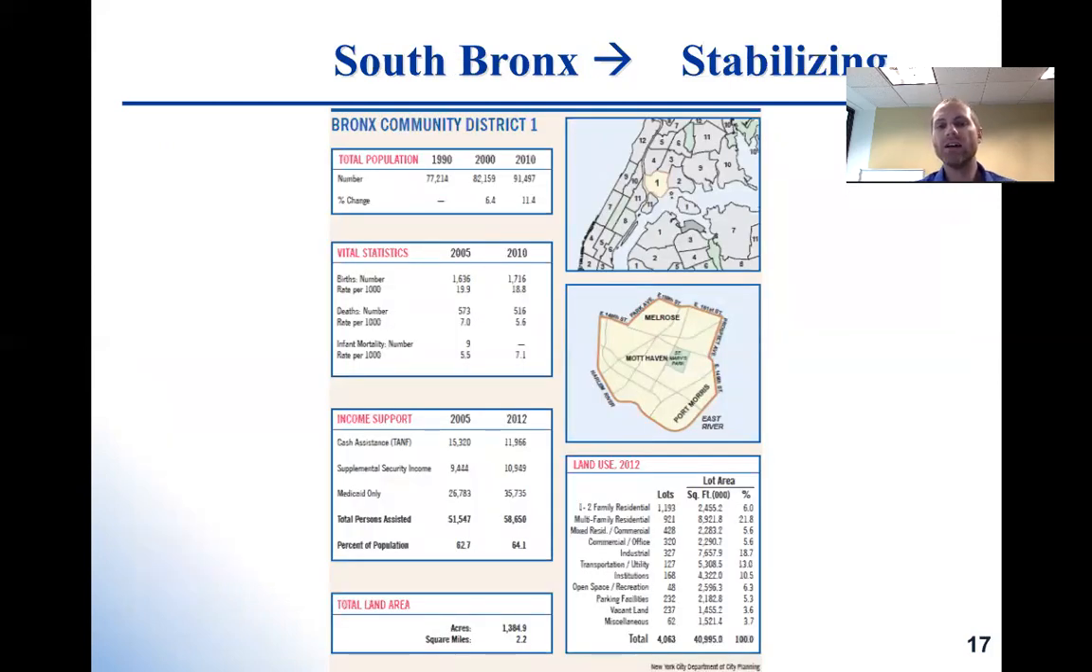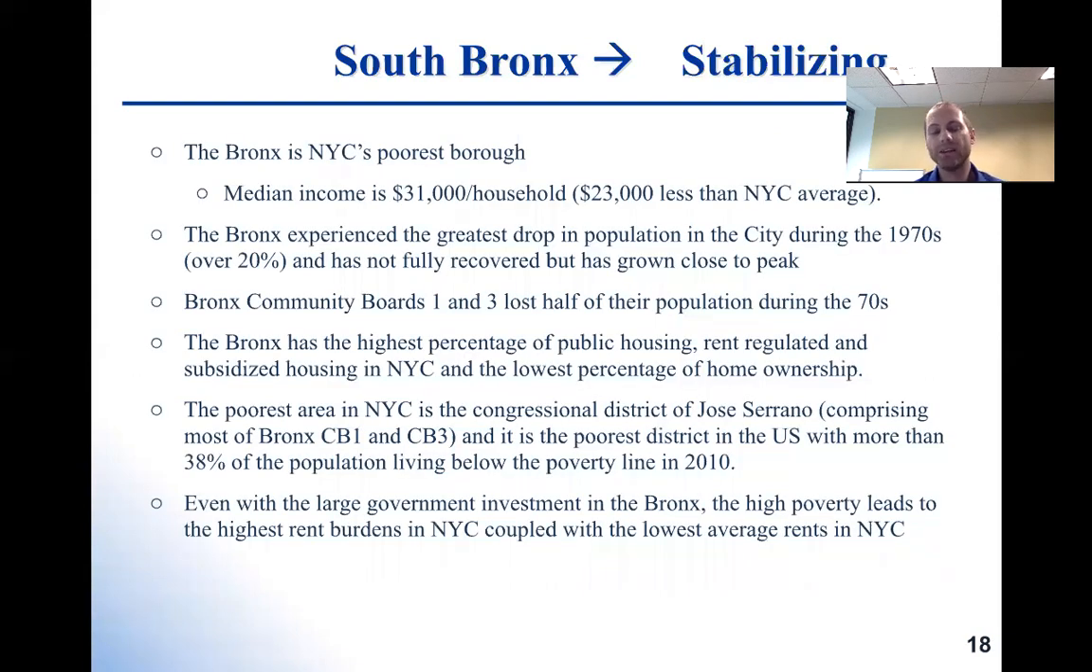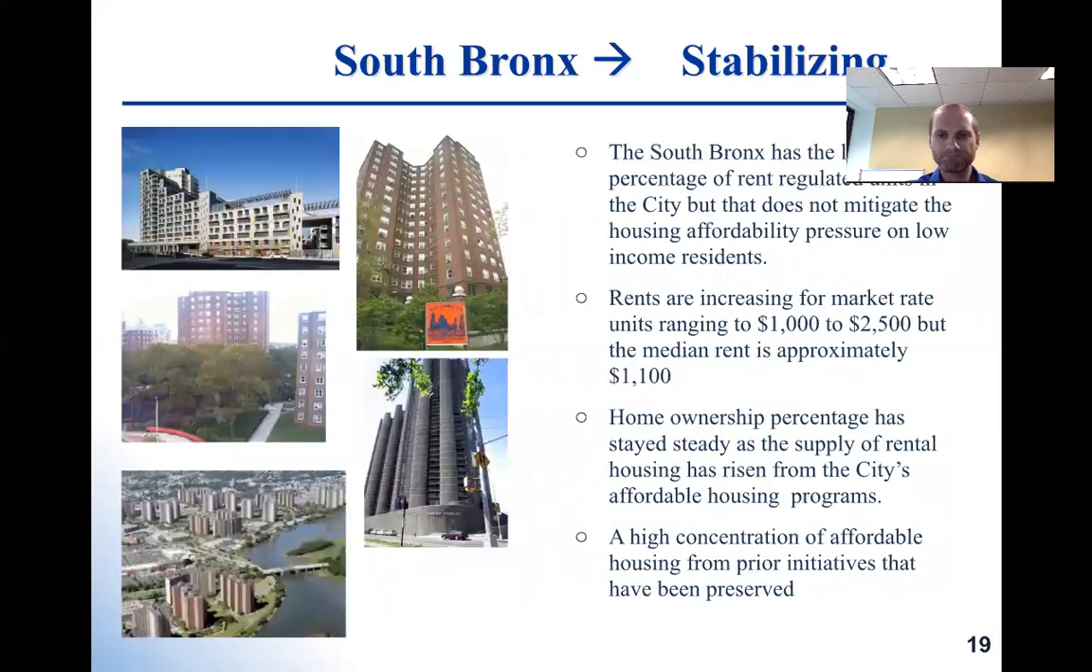Okay, and then South Bronx, this is tract number 1, which is just south of Chelsea. Tract number 4, also the neighboring Chelsea. So despite being so close to Chelsea, one of the richest areas, Bronx is considered to be one of the poorest areas, neighborhoods, or boroughs in New York City. It experienced a huge drop in population during the 70s, over 20%, and it still hasn't recovered since that time period. It's still one of the poorest areas. It has the highest percentage of public housing, rent regulation, and subsidized housing in all of New York City, and it has the lowest percentage of home ownership.